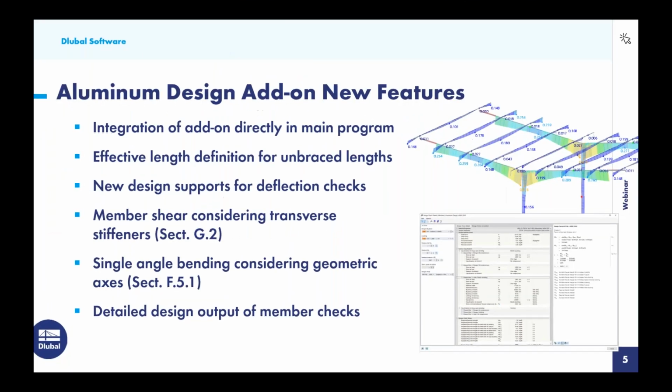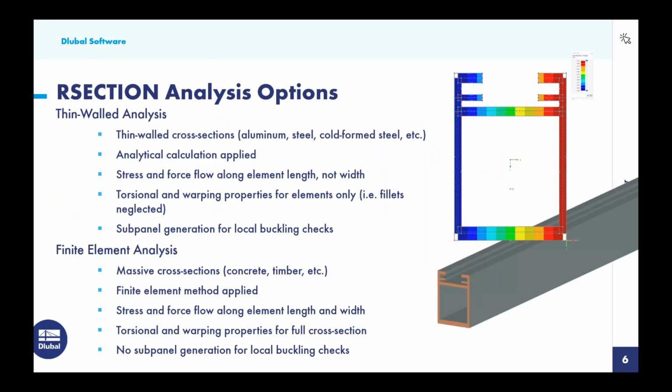So we'll go back to the PowerPoint to explain the differences between these two, beginning with the thin-walled analysis. So this analysis type should be used for exactly that, thin-walled cross-sections. So I'm talking about aluminum, steel, cold-formed steel, and so on. This is going to apply an analytical calculation.